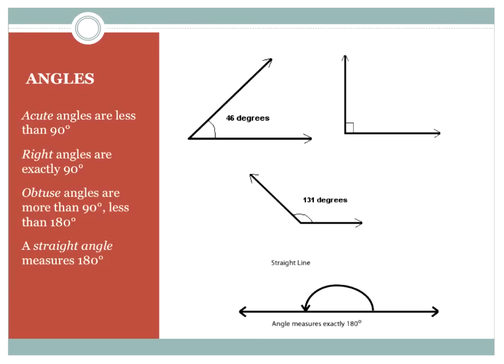So acute. Acute is a small angle. It's less than 90 degrees. And you can see I have a picture of an acute angle here. And it says it's 46 degrees. But anything less than 90 degrees is an acute angle. Right angles are exactly 90 degrees. And they are denoted kind of by this square in the angle.